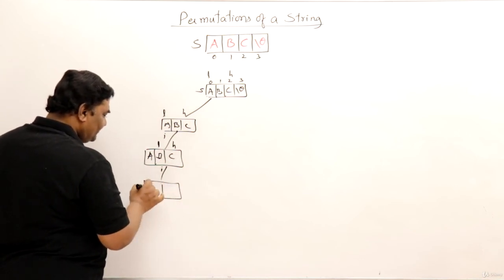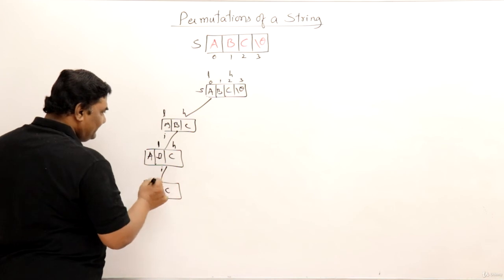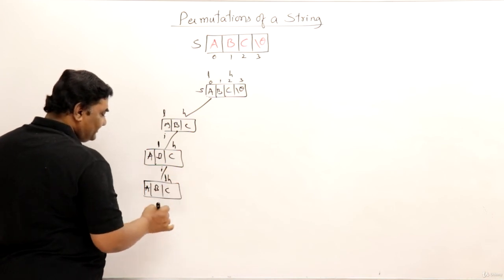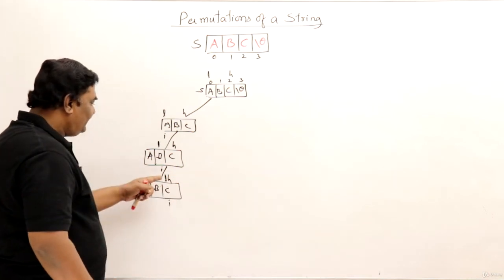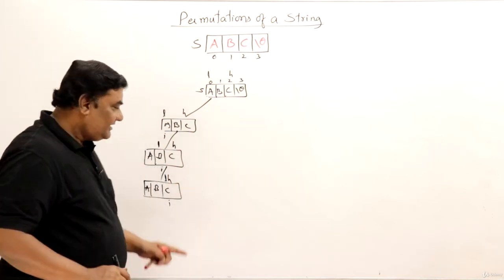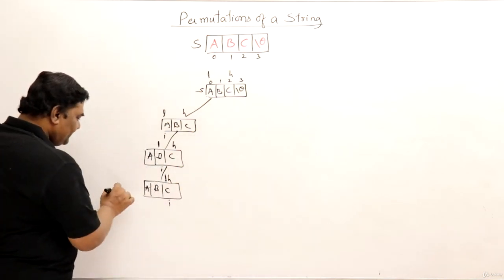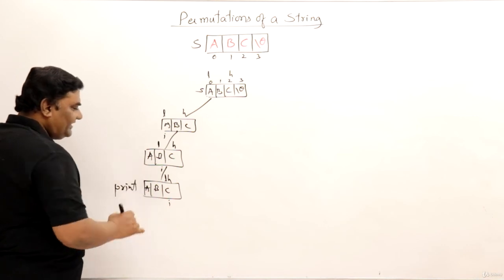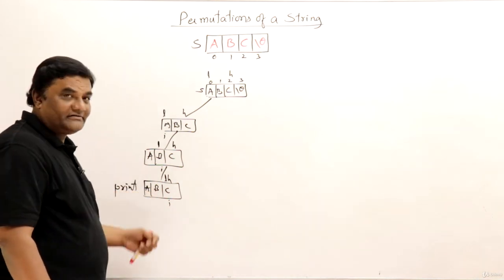Then call again itself. So here is A, here is B and here is C, with L and H, and now I. Right now low and high are equal. So don't swap anything. Print this result. We will be printing here. Print this one.